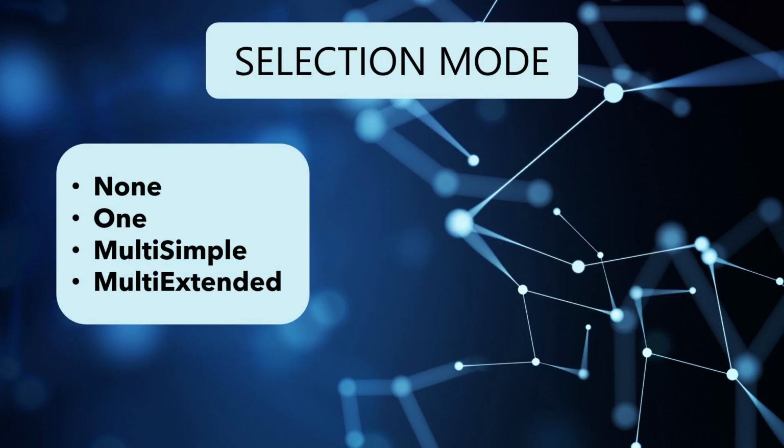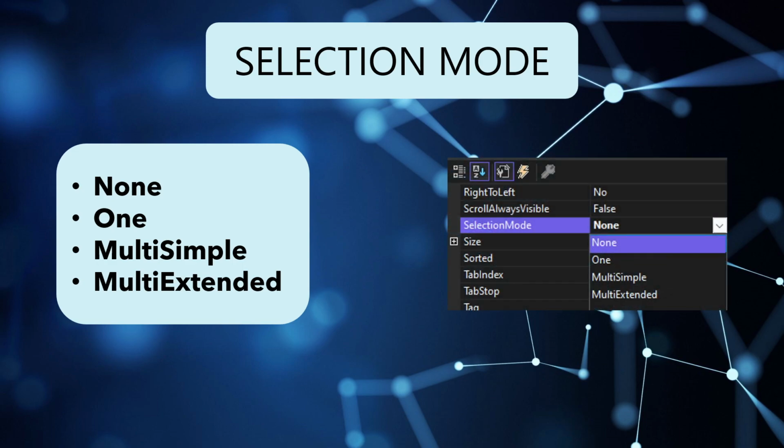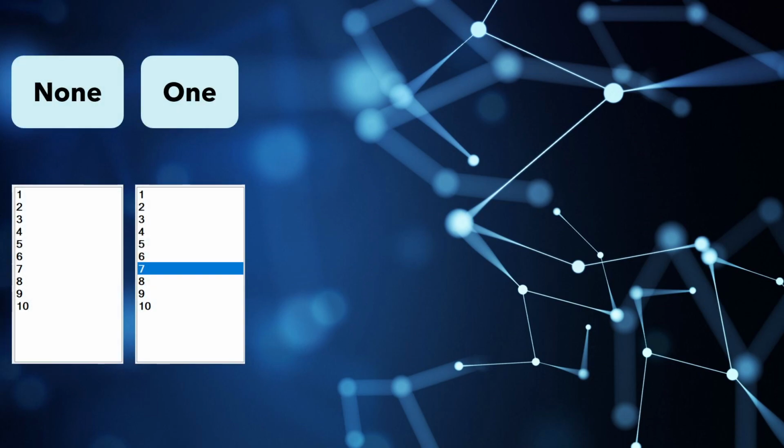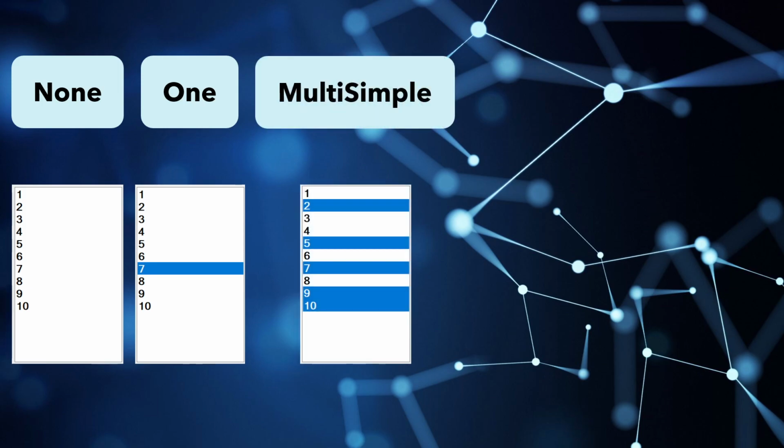Selection mode. There are four selection modes of a ListBox: None, One, Multi-Simple, and Multi-Extended. And here's how to select it from Visual Studio. None: you cannot select anything. One: you can only select one item. Multi-Simple: you can select multiple items using your left-click mouse button.